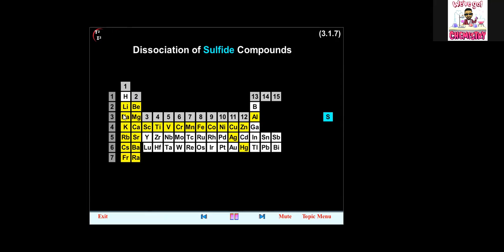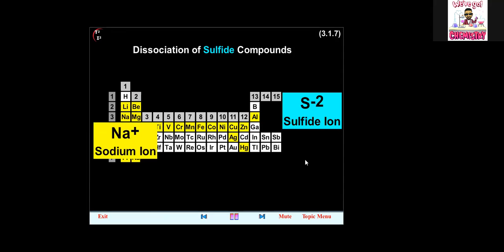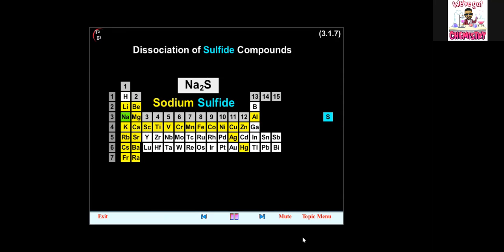Remember all sulfides are soluble. So Na+, sodium ion. All group 1 sulfides are soluble, except other groups that are not soluble. S2-, sulfide ion. Sodium sulfide, Na2S, is soluble in water. When dissolved, it breaks down into 2 Na+ aqueous and S2- aqueous.